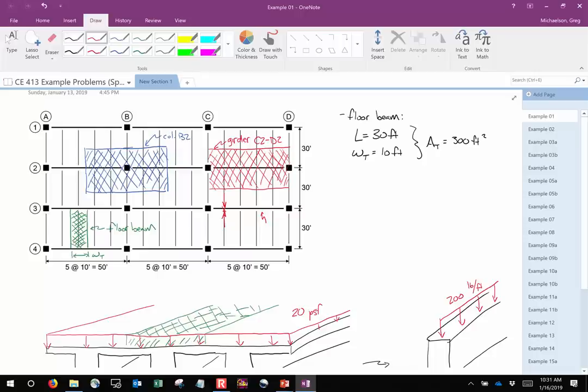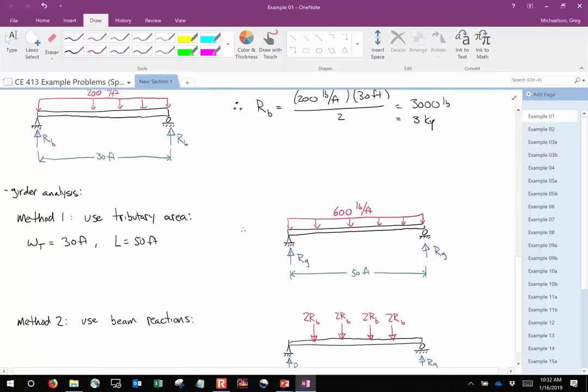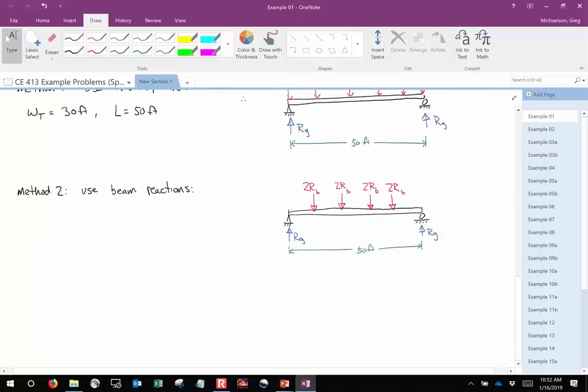That's a great question. And I'm going to address that here in a second when we look at the columns. I propose that those loads just go straight to the column. And you're going to see how that works out here in a second. Okay? Is everybody okay with this? All right. So right off the bat, we agree that those point loads are 2 times 3 kips, which are 6 kips.